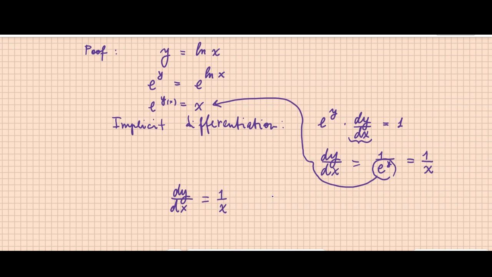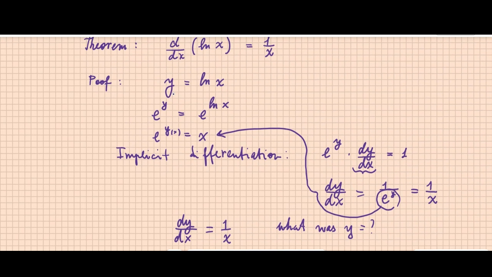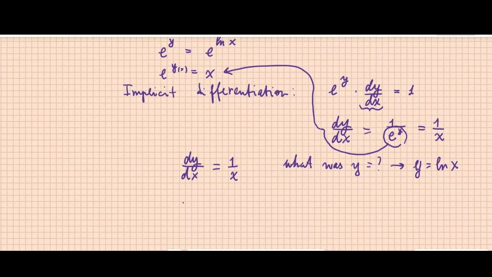Now, the question, what was y? And let's go back to the beginning of our proof. y was actually ln of x. So y was equal to ln of x. So actually what we found is a derivative of ln of x. dy dx, it's a derivative of ln of x equals to 1 over x. I finished my proof.